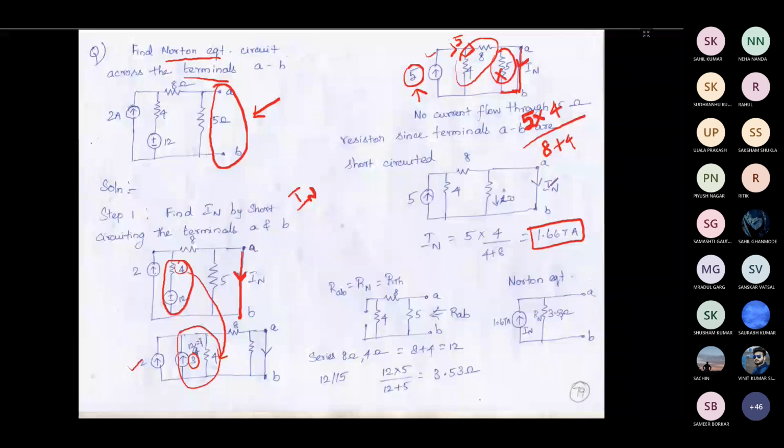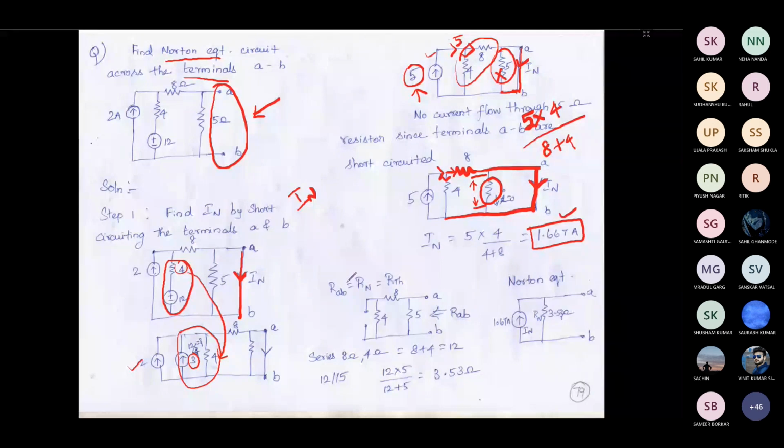What I have done, this resistor is not going to carry any current, so I am going to open circuit it. Okay, you can consider like there is no resistor here. So in that case, the circuit will be this much only. Okay, the circuit will be like this. Now the current will be divided among this 4 ohm resistor and this 8 ohm resistor. I have applied the current division formula in order to obtain the current through the terminals A and B. The current through the terminals A and B is 1.667 ampere.